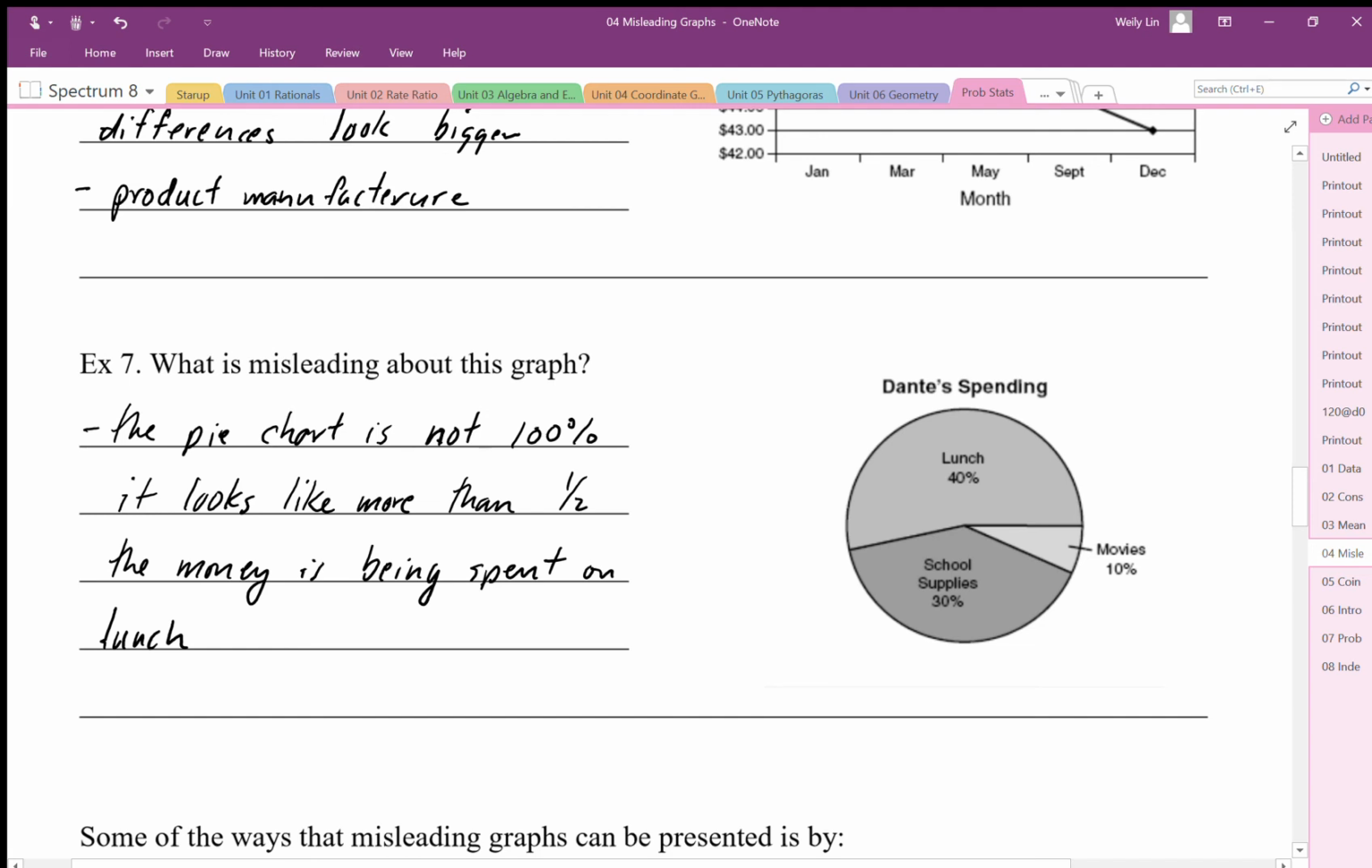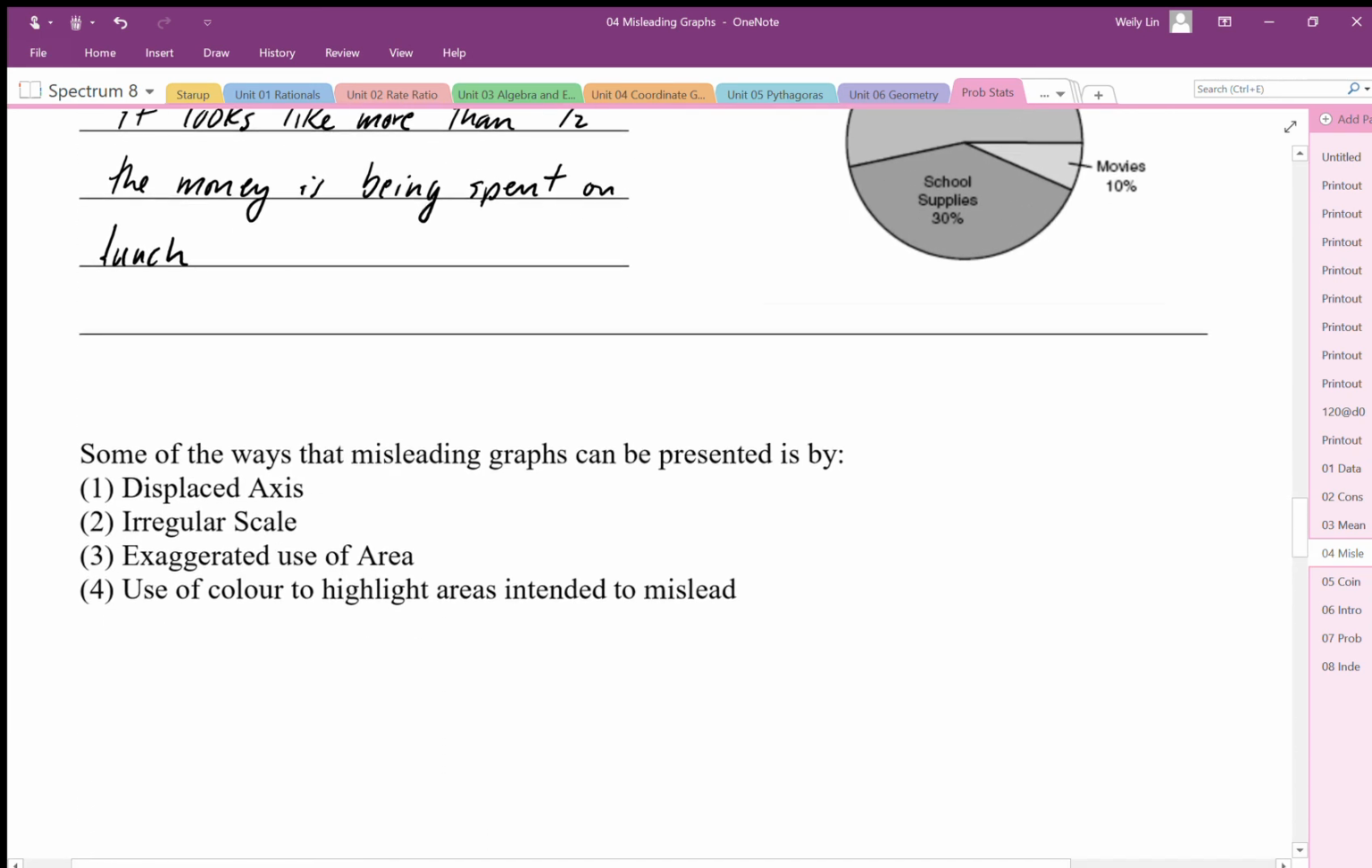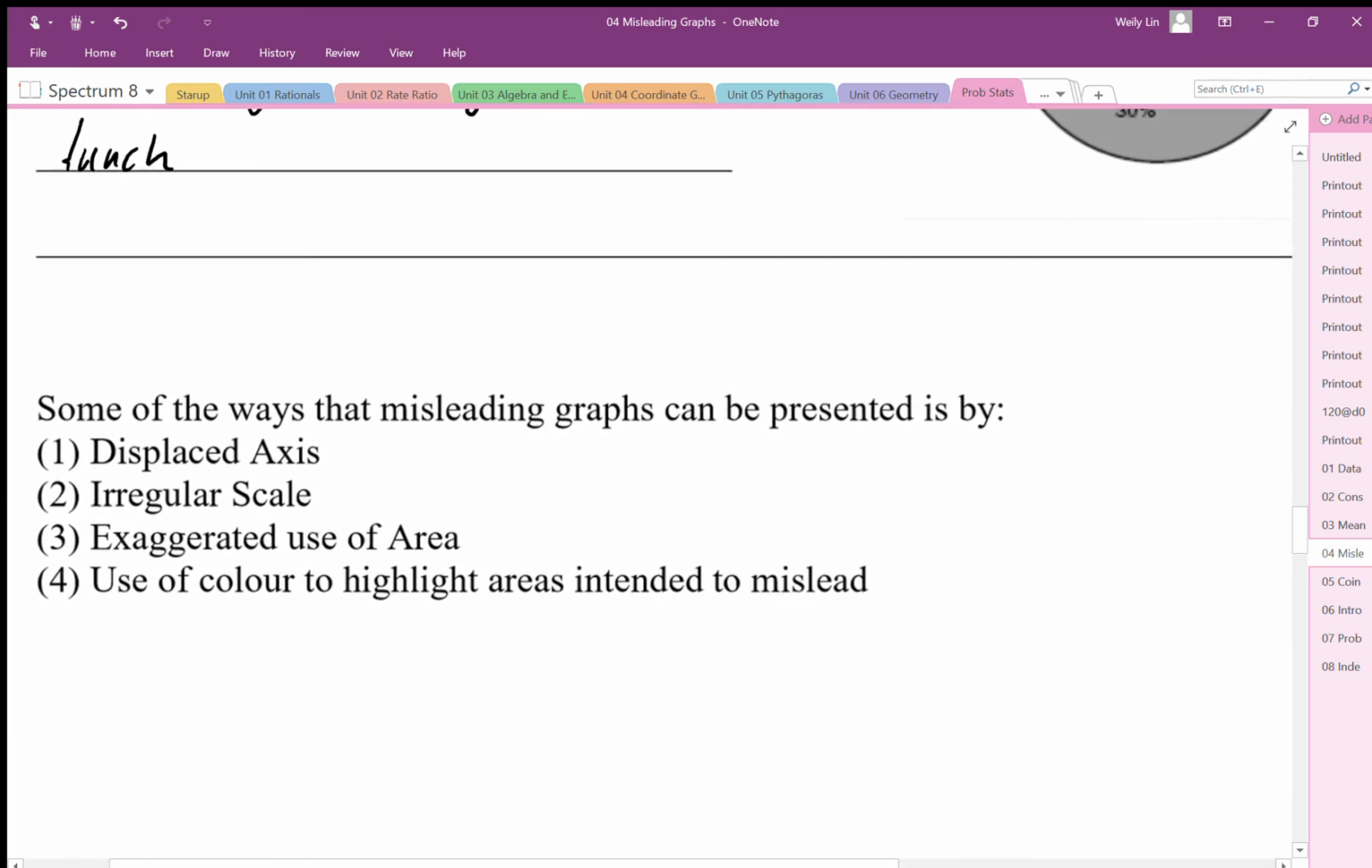Okay, so there are lots of different ways that visuals can be manipulated. So you have to be very careful and always be thinking of what the bias of the person presenting these graphs is going to be, because there may be some hidden agendas here. So these are some main ways we can mislead with graphs: displaced axes, irregular scales, and exaggerated use of area can also be a way to mislead people with graphs.